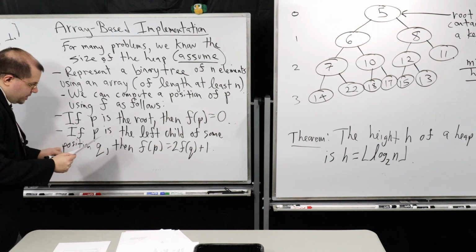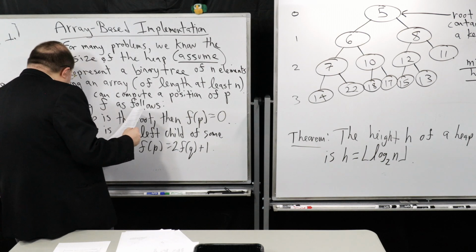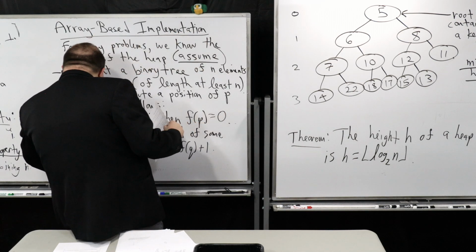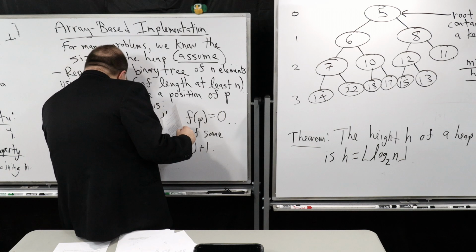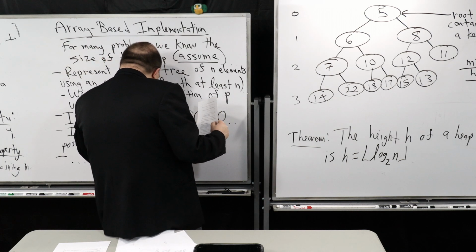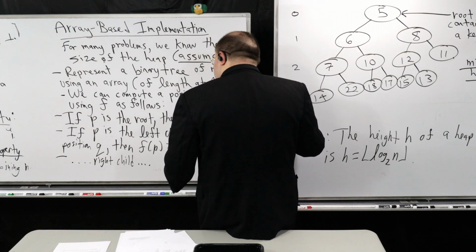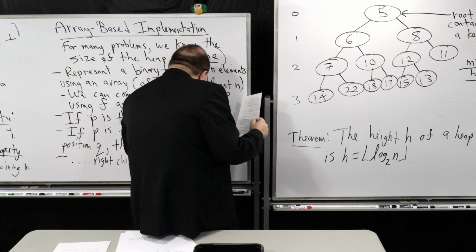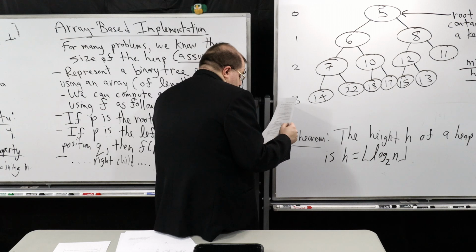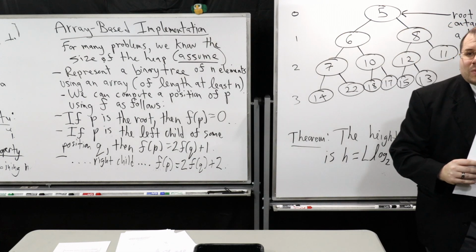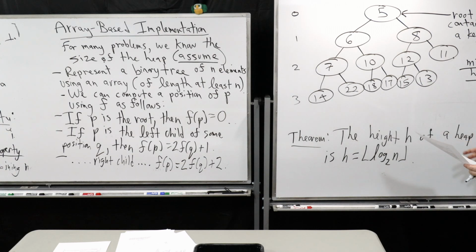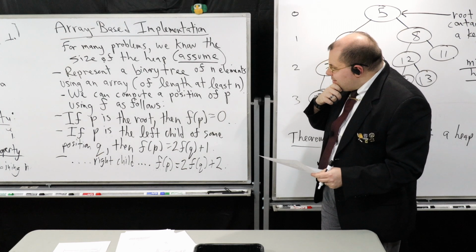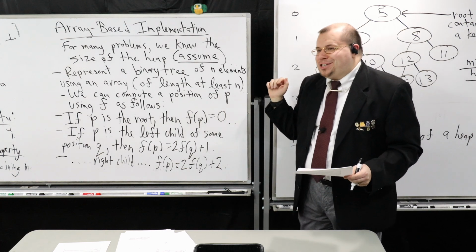Now, if you want to get the right child, just to abbreviate this to make it easier for me to write down, if P is the right child of some position Q, it's simply that f of P is equal to 2 times f of Q plus 2. So instead of adding 1, you add 2. So I have these pieces of information that can help me.